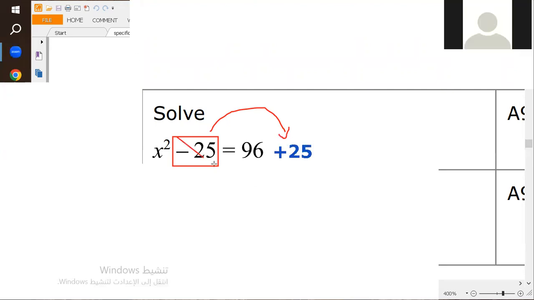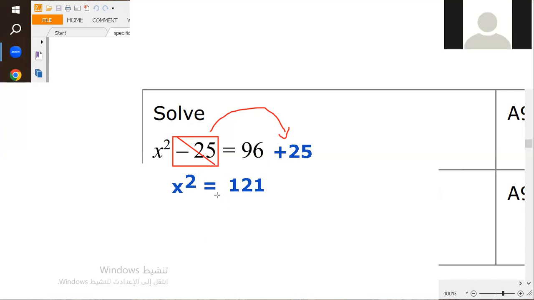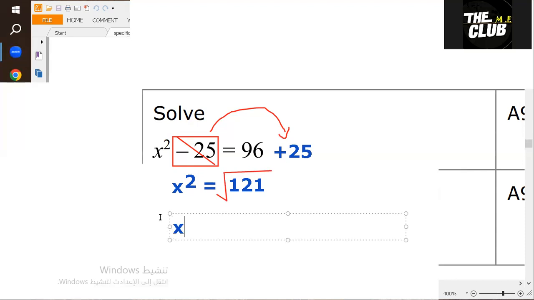That equals 121. So x squared equals 121, and then x equals 11 because we square rooted it. So x equals 11. Okay, so we have to focus on the numbers that we have. Let's check the other one.